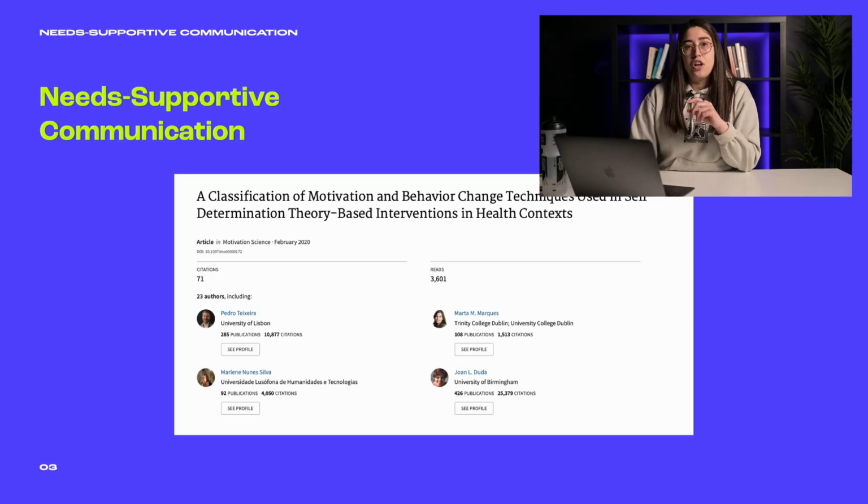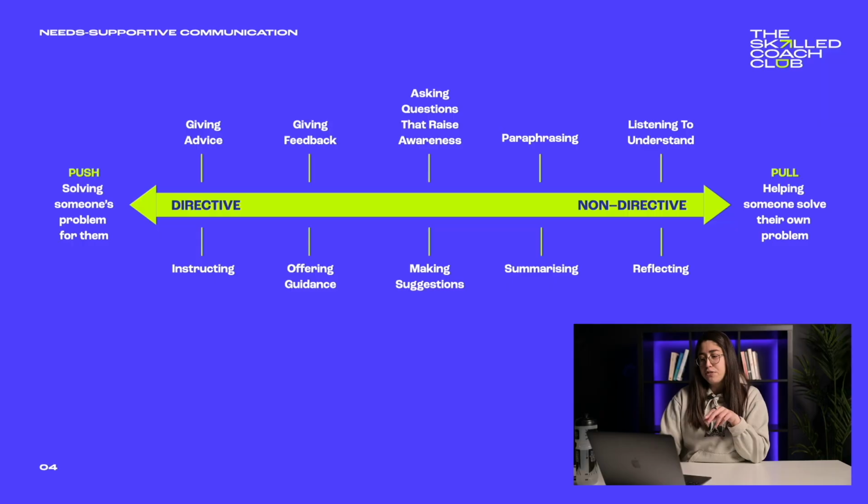This is the paper that a lot of the information that I'm going to talk about comes from. So you can download this below if you want to understand even more techniques that you can use with your clients. But before we get into that, I want to introduce you back to this continuum that you would have seen previously, okay?